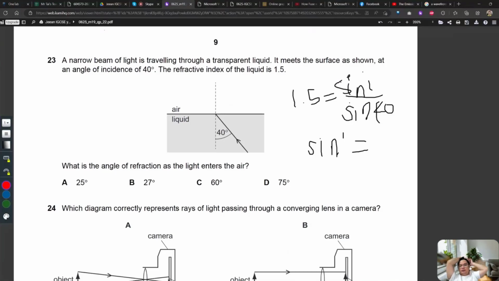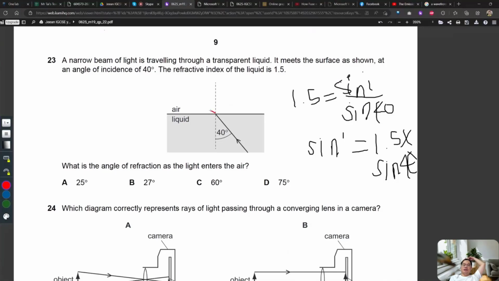Sine of the refracted angle equals 1.5 times sine of the incident angle, sine of 40. Correct? That is the correct equation. Just find the angle. You need to do the inverse sine to find the angle. Can I just use my calculator? Yes, you can put it into the calculator.